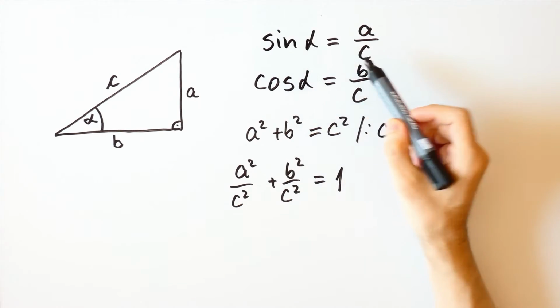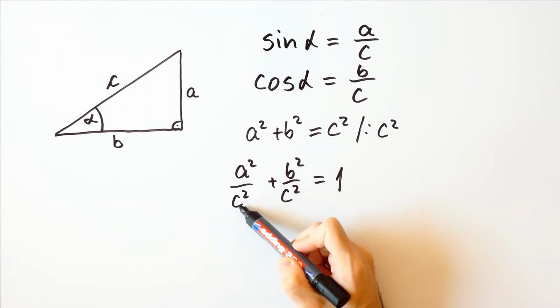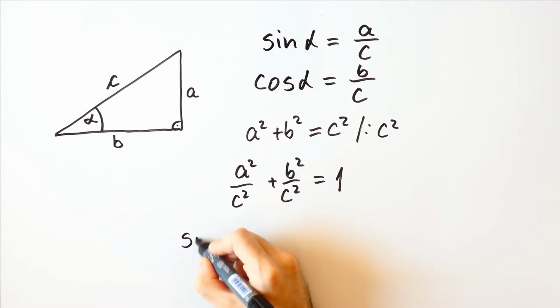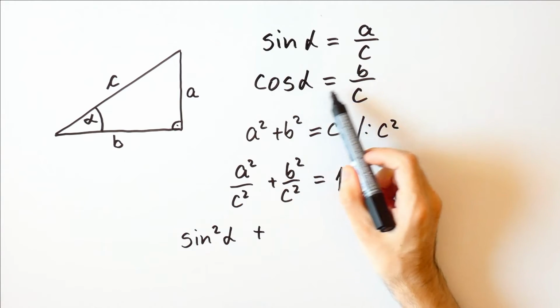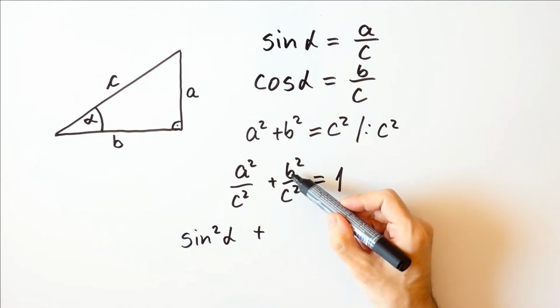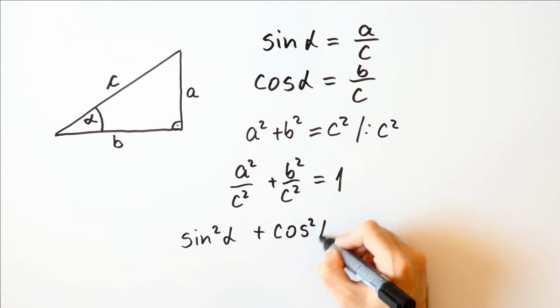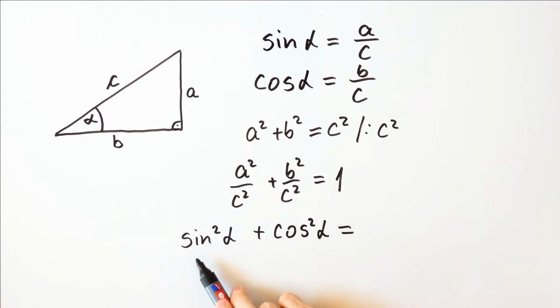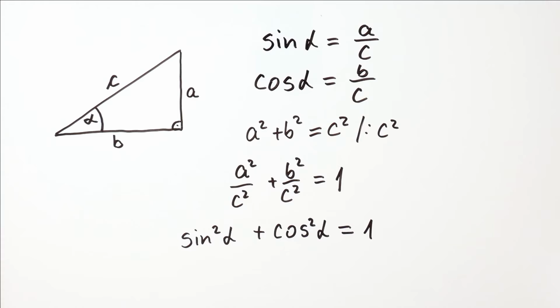But the sine of alpha is equal to a over c, which means that a squared over c squared is the sine squared of alpha. And the cosine of alpha is equal to b over c, which means that b squared over c squared is the cosine squared of alpha. So the sine squared of alpha plus the cosine squared of alpha is equal to 1. This identity is called the Pythagorean Trigonometric identity, and we'll use it to solve our initial problem.